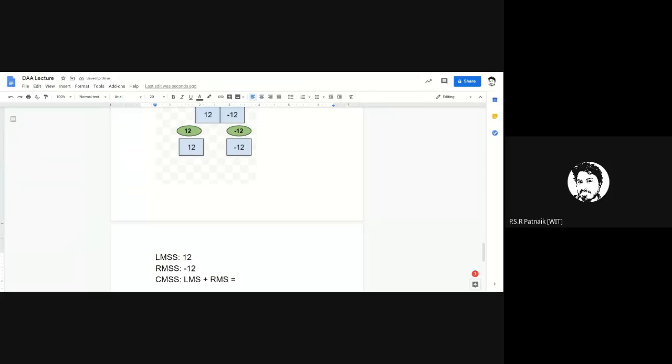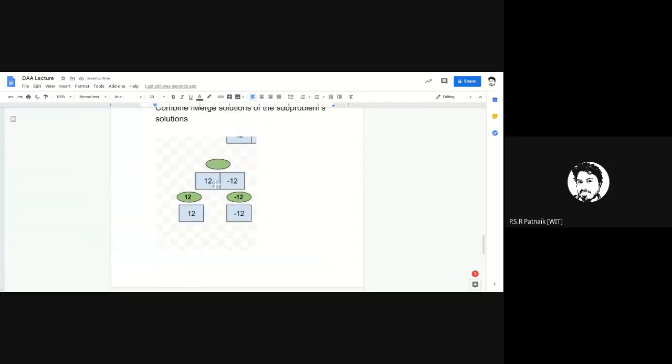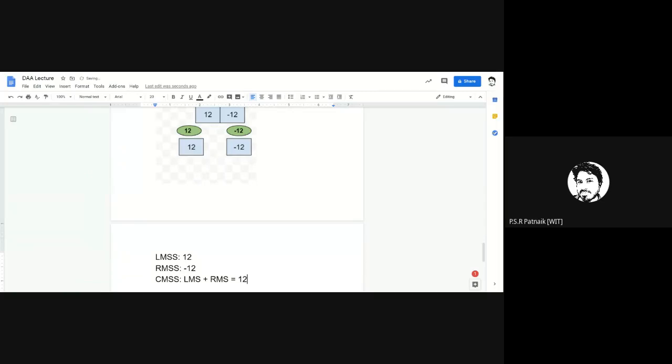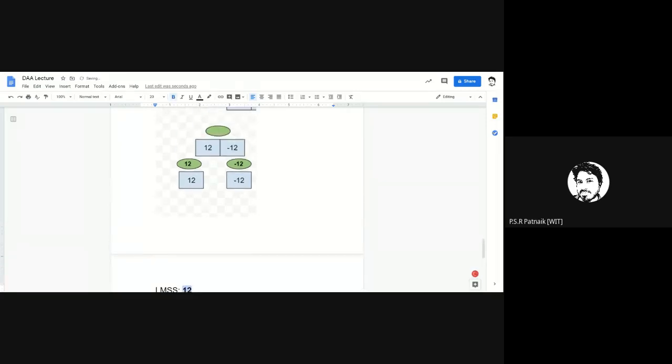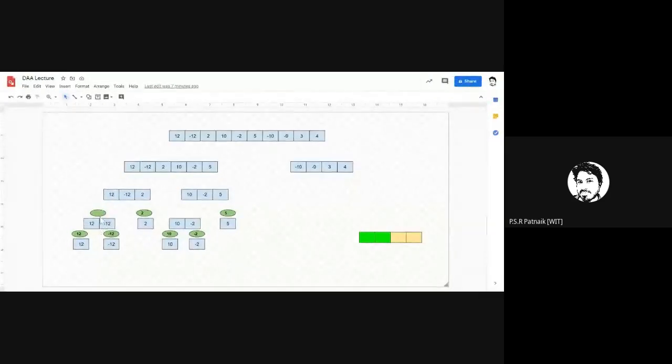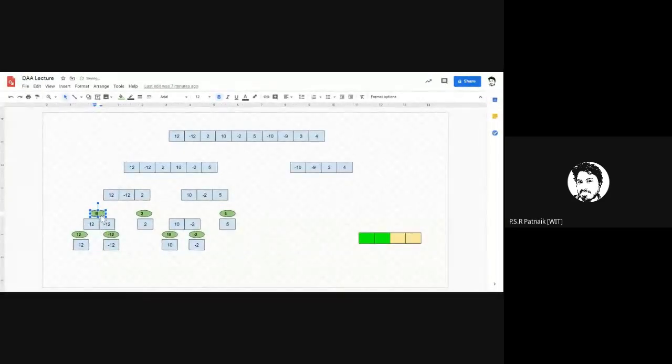And what is LMS here? Left max sum is the maximum sum on its left side. Here, the maximum sum on the right side. So it is 12 plus minus 12, which is nothing but 0. What is the maximum of these three? 12, minus 12, 0. The maximum is this, so here we write 12.